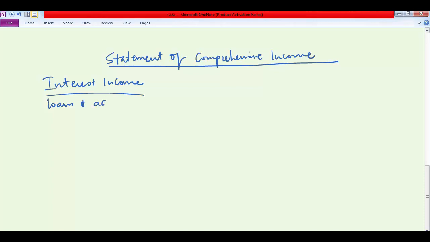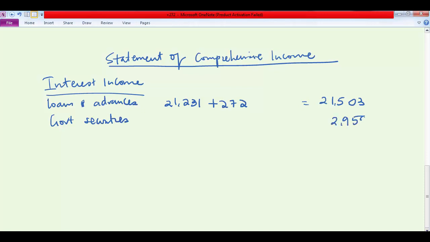Loans and advances, 21,231 plus 272, which basically gives us 21,503. And then we have government securities, which is 2,959. And then we have on placements 436, which when I add gives me 24,898.